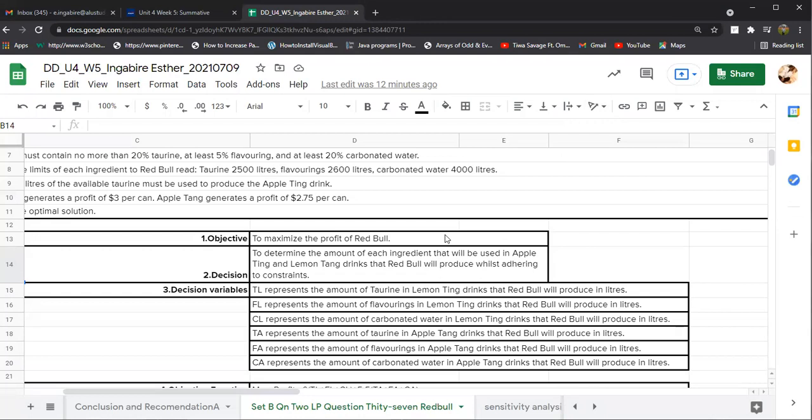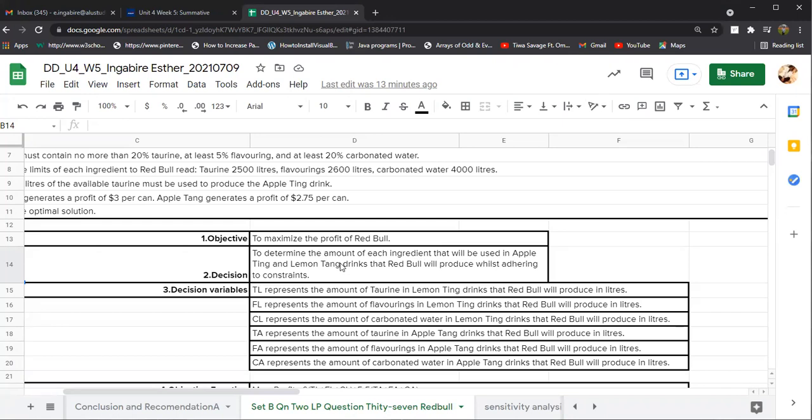So I'm going to explain question 37 for Red Bull. I started by setting up the objective and decision variables, where the objective was to maximize the profit of Red Bull, and the decision was to determine the amount of each ingredient that will be used in the Apple and Lemon Tang drinks for Red Bull.